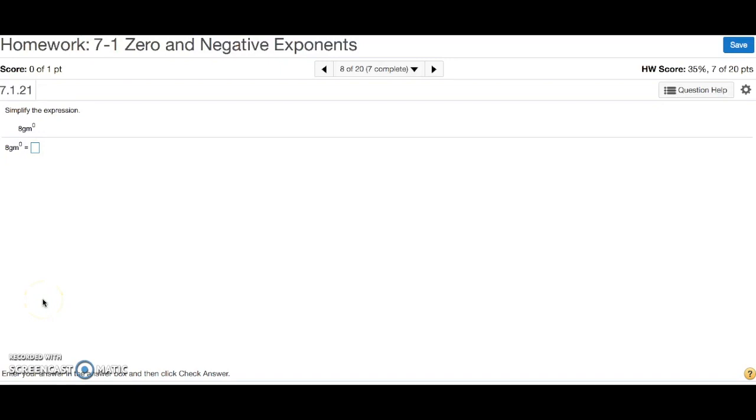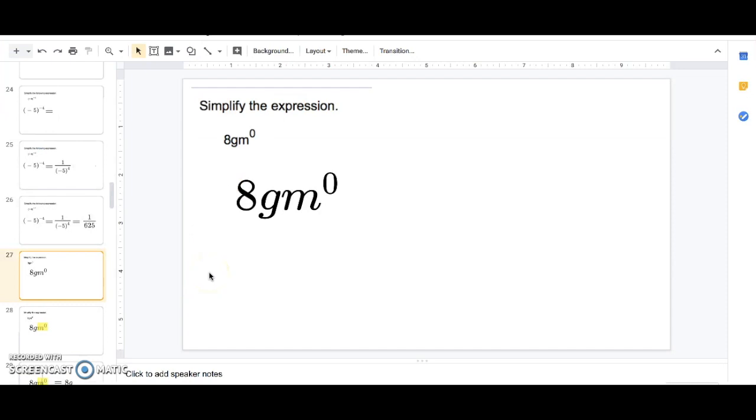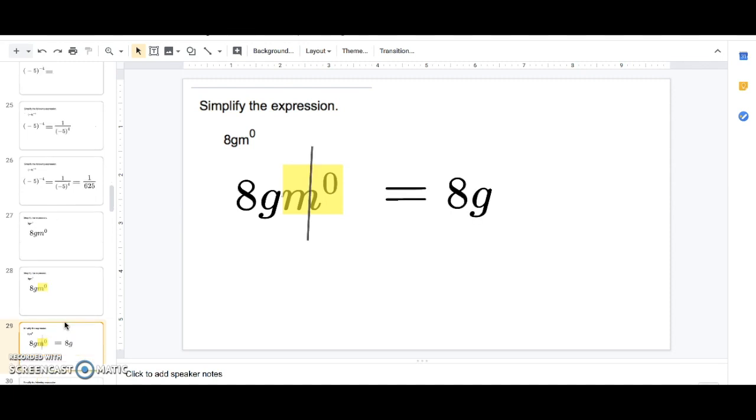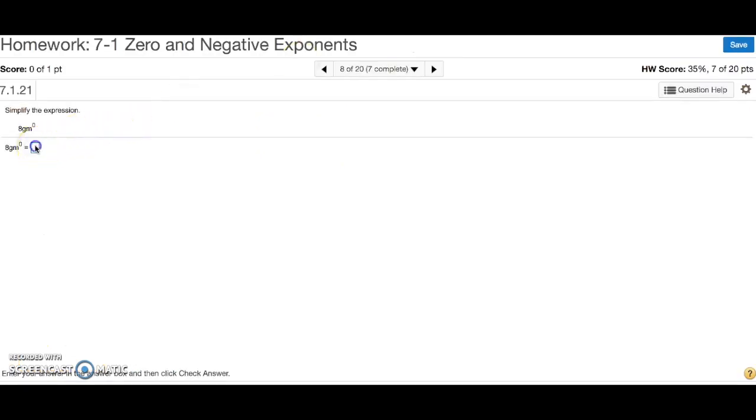Okay, number 8. It is asking you to simplify the expression. My expression is 8g m to the 0 power. So unless what I'm raising to the 0 power is 0, like 0 to the 0 power, everything else raised to the 0 power will just become 1. If I highlight the term with the 0 exponent, it is just m. So m to the 0 power would just be 1, again assuming m is not 0. So then I'm just left with 8g. So my answer for number 8 will be 8g.